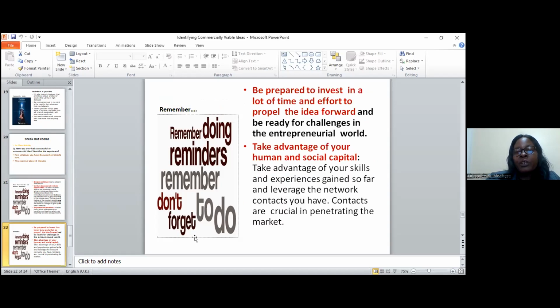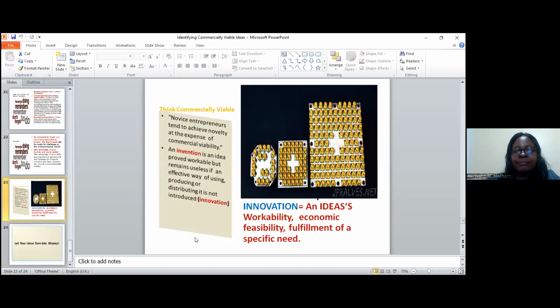Also be prepared to invest a lot of time and effort to propel the idea forward, and be ready for challenges in the entrepreneurial world. Take advantage of your human and social capital, okay? Your skills, the experiences gained so far, and leverage the network contacts you have. The contacts that you have are the immediate customers or potential customers. So their contacts are crucial in penetrating the market.